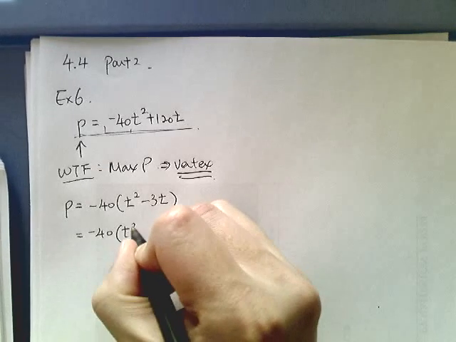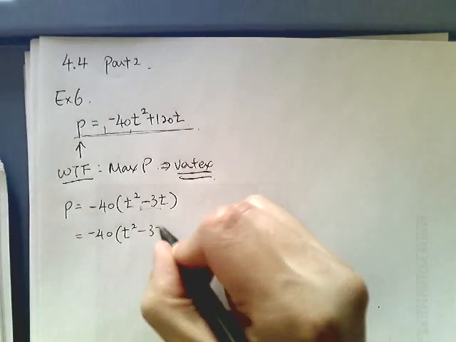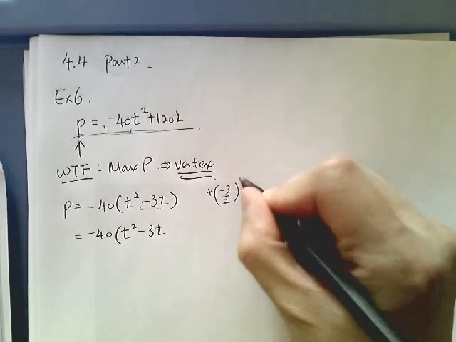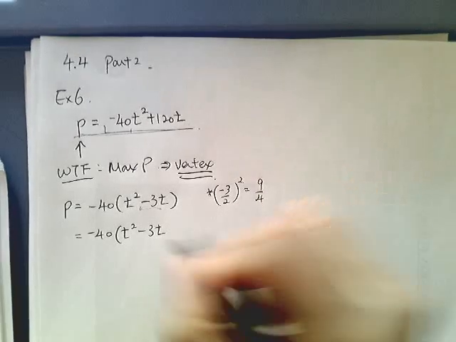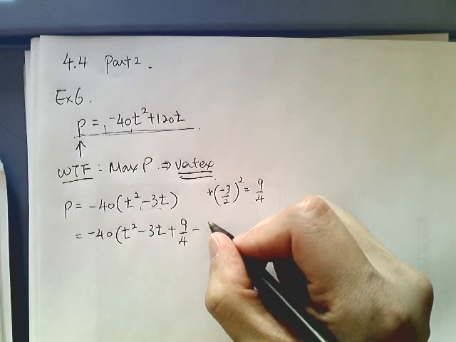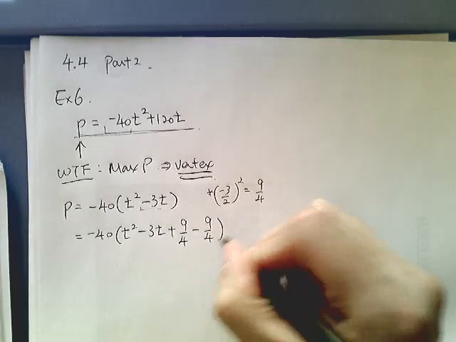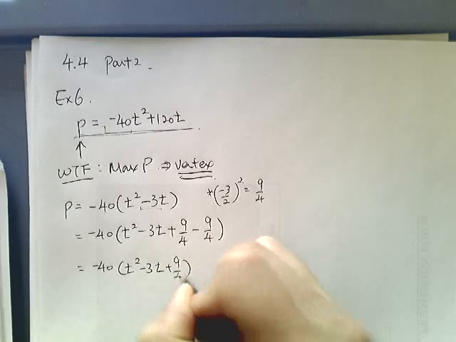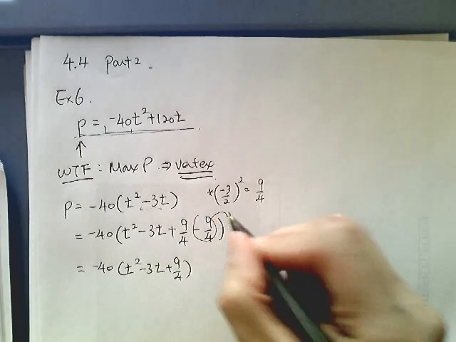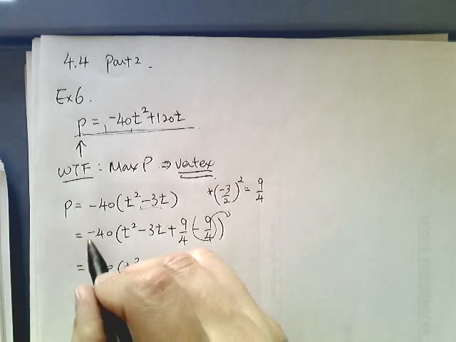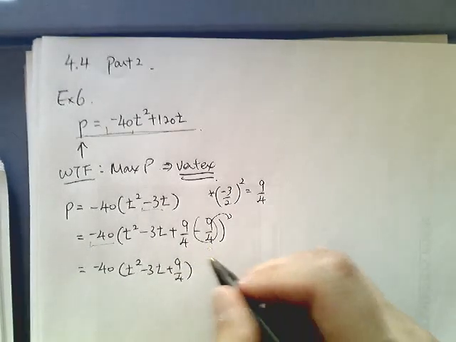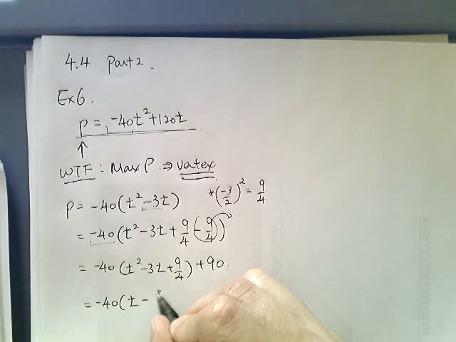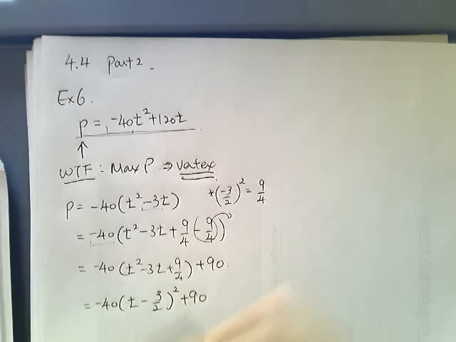Negative 40 t squared. Now this t term has to be divided by 2, and then you square that. So small remark, negative 3 divided by 2, and then we square this. This becomes 9 over 4. So plus 9 over 4 minus 9 over 4, and then we have negative 40 times t squared minus 3t plus 9 over 4. Now this time when this negative 9 over 4 comes outside, we have to multiply it by negative 40 as well. So we get then positive 90. So the perfect square trinomial becomes t minus 3 over 2 squared plus 90.